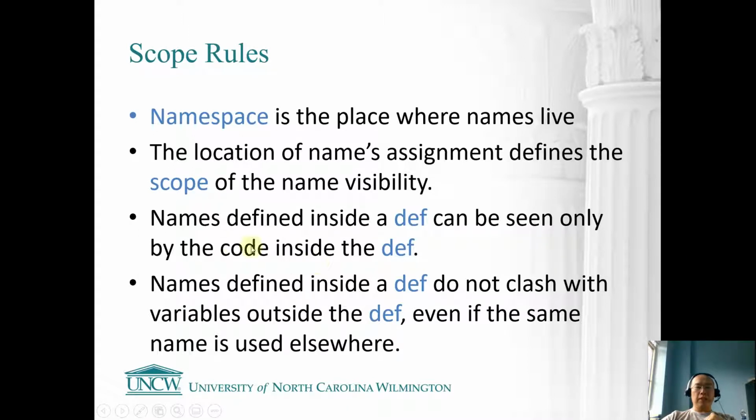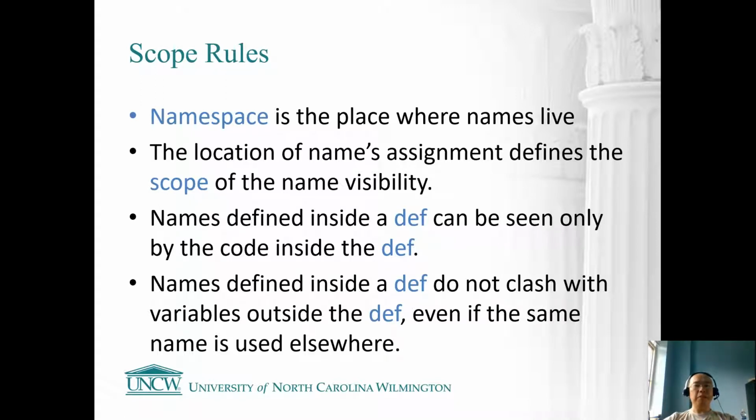And the rule is, if we have a variable name defined inside a function definition, this variable name can only be seen inside that function definition. That name is called a local variable name. And a name defined inside a function definition does not clash with the variables defined outside the function definition. So this means you can actually have one global variable name and another local variable name, and they are exactly the same.